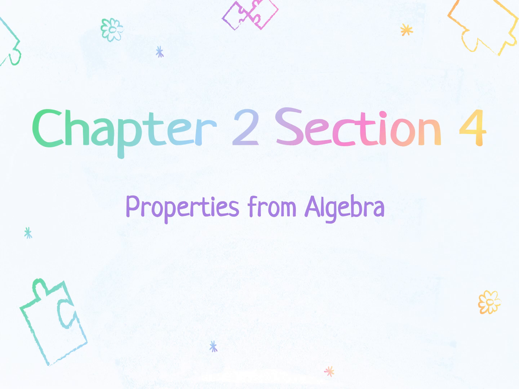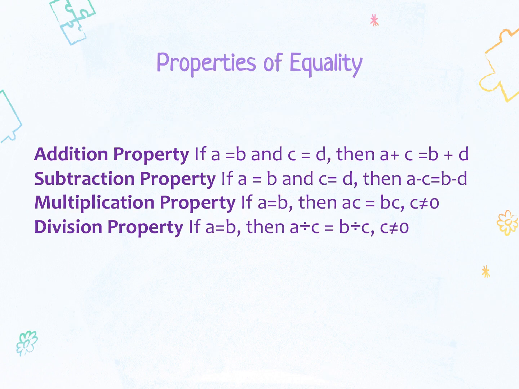So today we're going to cover section 4. Today we're going to learn some new properties that you're going to need to memorize because we're going to be using them in our algebra proofs as well as in our geometry proofs. So the first are 4 properties of equality, and you're probably familiar with these because you've been using these 4 properties to solve algebraic equations.